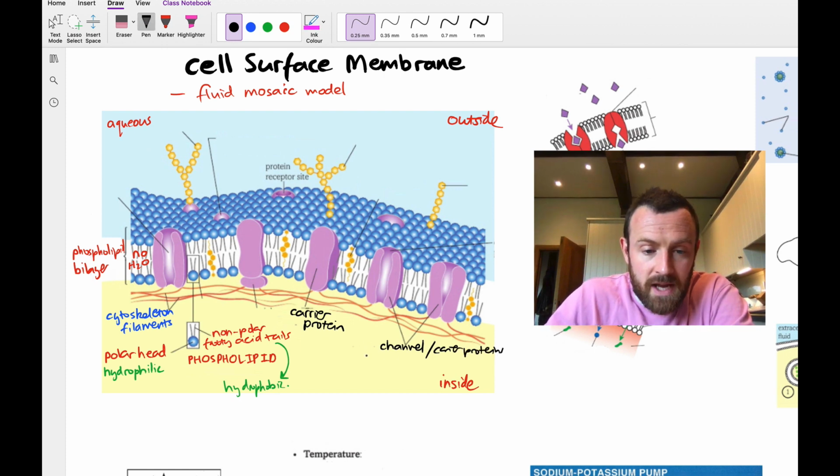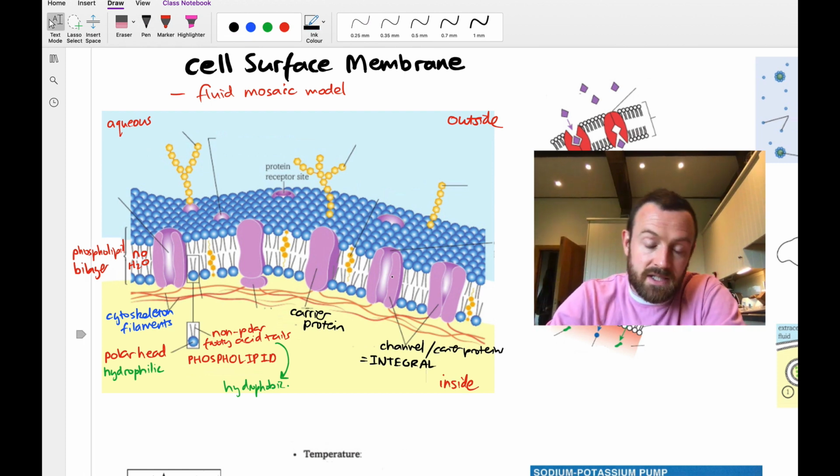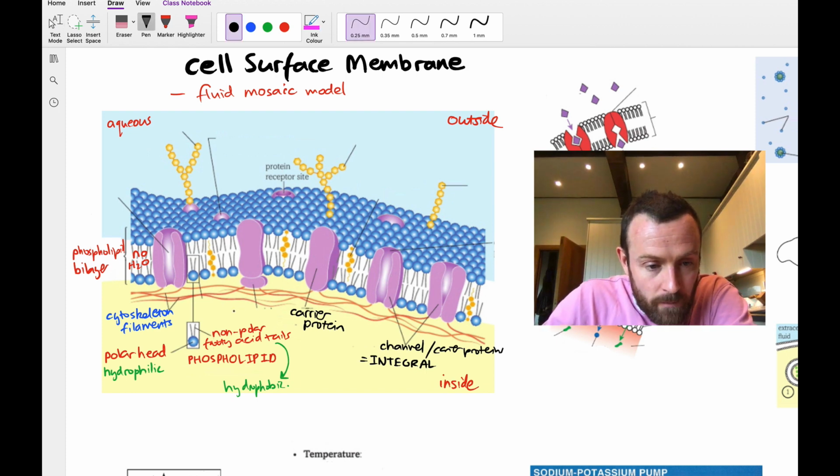And these are called integral proteins. And that's because they go all the way across the membrane. They're stuck in there, they're embedded inside the membrane. So they have membrane spanning regions, whereas this one is a peripheral.